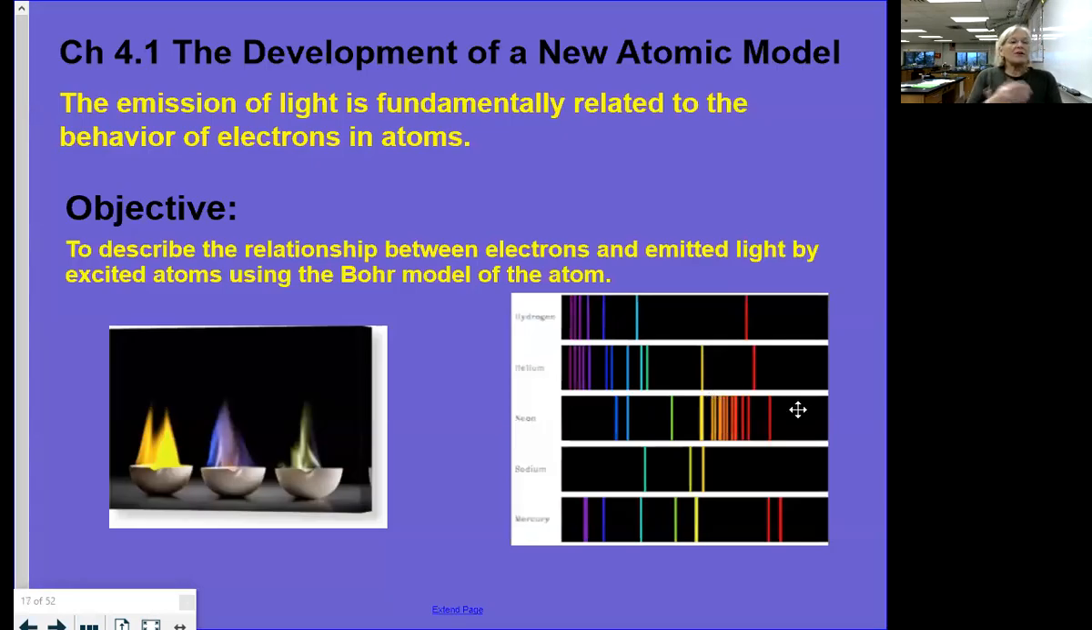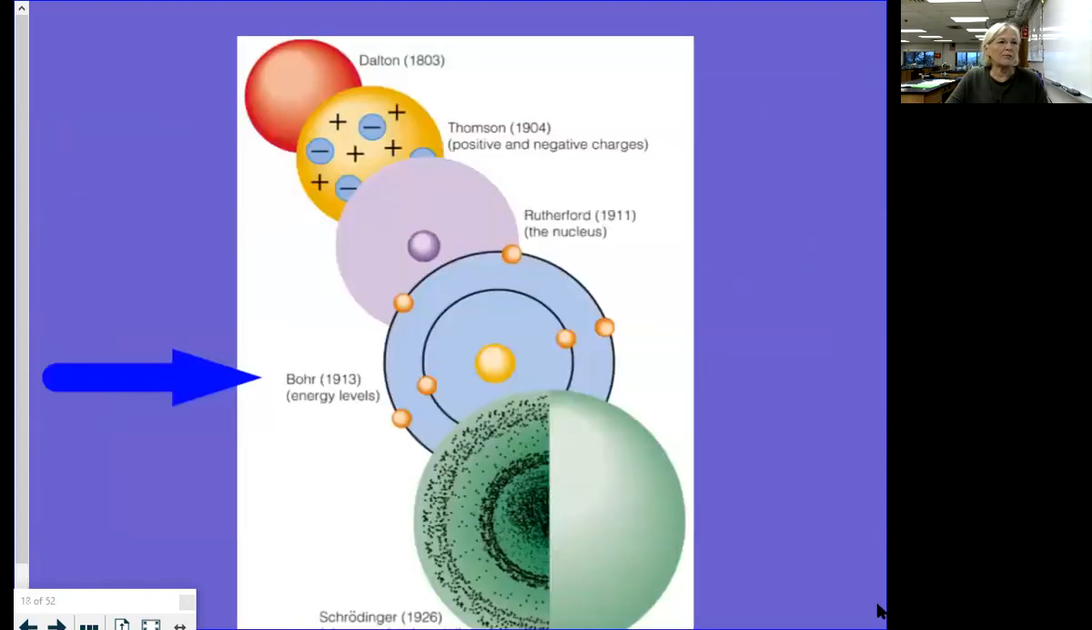So, the development of the new atomic model. The emission of light is fundamentally related to the behavior of electrons in atoms. Just read that again. Here is my objective: to describe the relationship between electrons and emitted light by excited atoms using the Bohr model of the atom, from flame tests to bright line emission spectra.